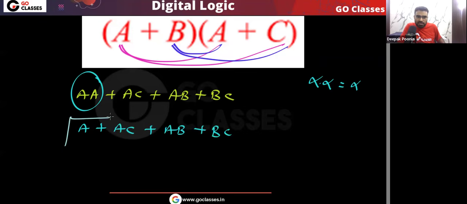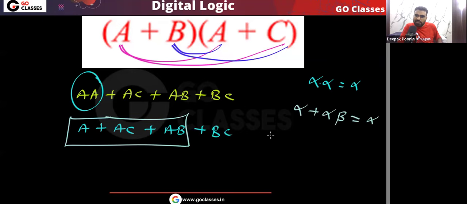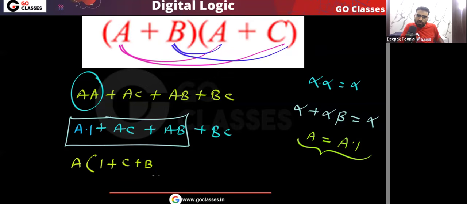Now notice one thing here. Here you can apply the absorption law. We already know that alpha or alpha beta is same as alpha using the absorption law. So here this A or A C will become A, then A or A B will become A. Or what you can do, you can take this A out. You can think like this, that A is equal to A and 1. So this A I can rewrite as A and 1. Now you can take A out, and inside you will get 1 or C or B. Now, 1 or anything is equal to 1.